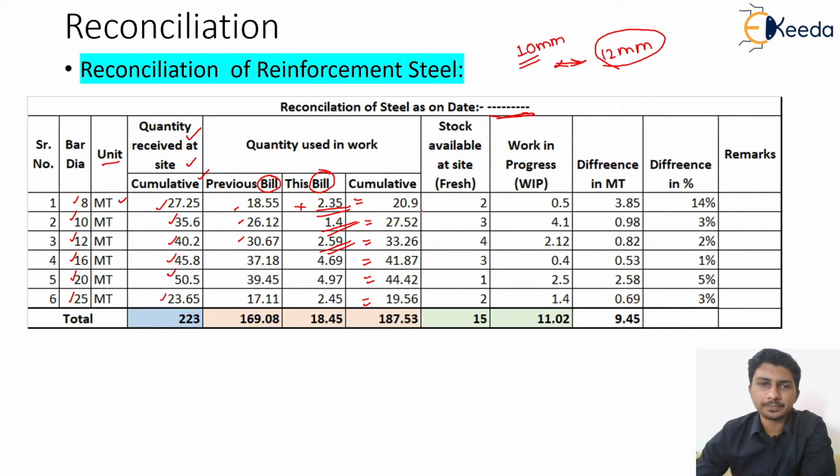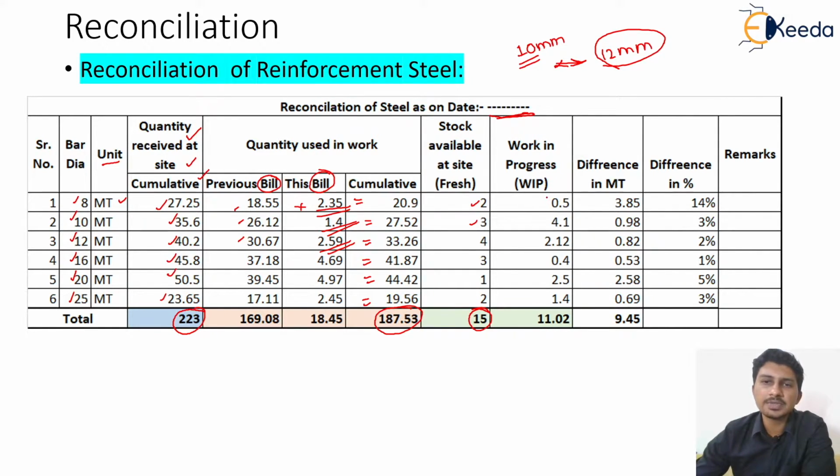So the cumulative quantity that we have received on site till date is 223 metric ton. The cumulative quantity that we have utilized on site is 187.53. Now, which is the stock available at site? Fresh. Fresh is something which is uncut, which is just kept over there. So 12 bars are lying there, 2 of 8 dia, 3 metric ton of 10 dia, something like this. So a total of 15 of untouched bars are lying there.